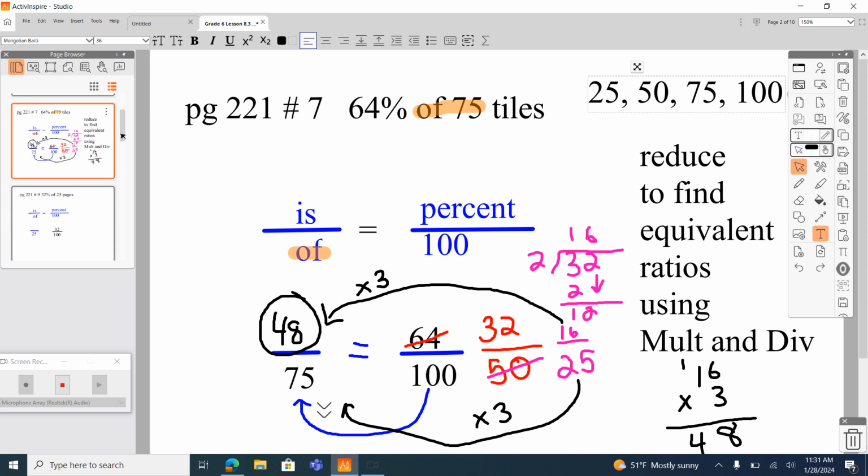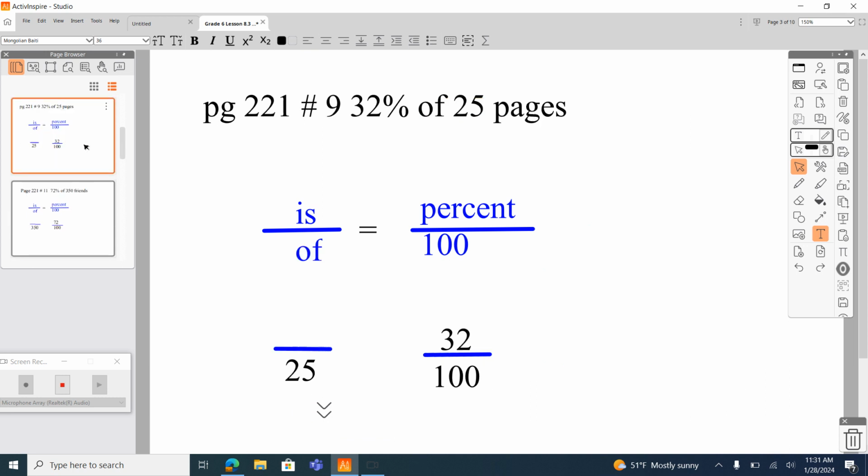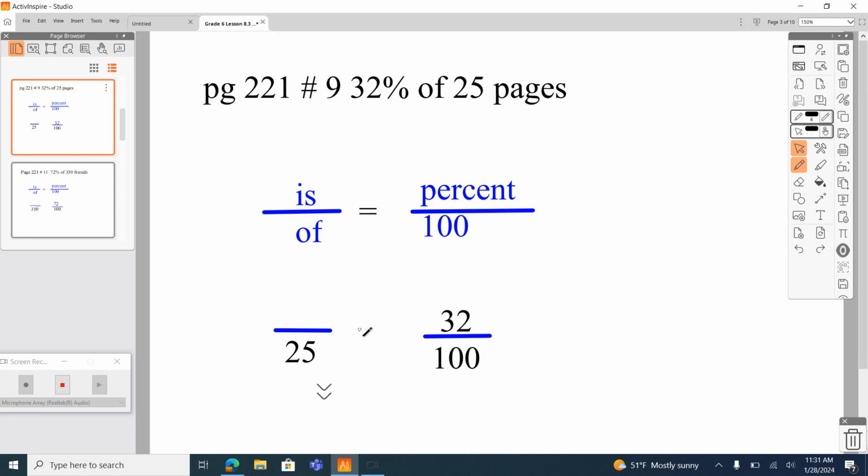Again from page 221, number 9, 32% of 25 pages. So 32% is 32 over 100. The number 25 is closest to the word of. Ofs go on the bottom. So if we remember our 25 facts, I just wrote them before, but 25 times 4 is 100.